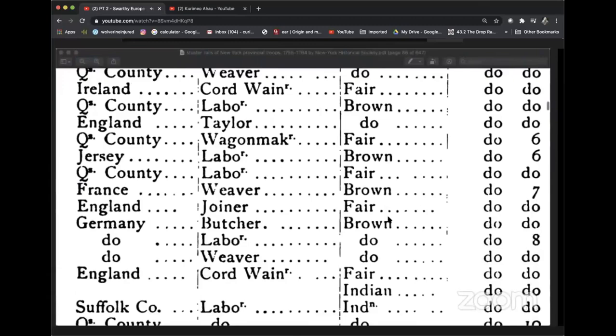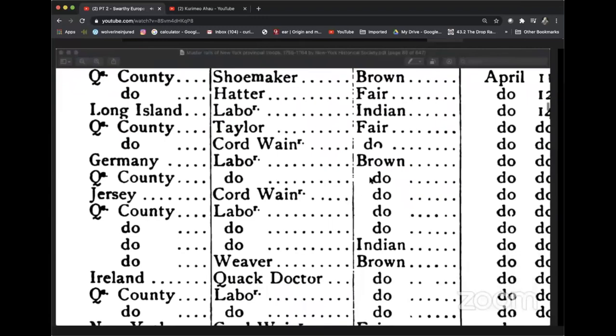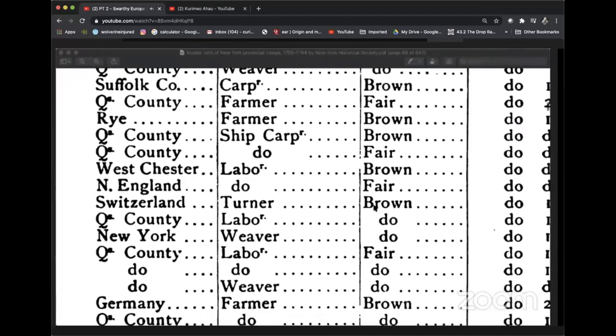So again, I just wanted to show the correlation. We just saw the Jacobites, and also these people over here, there's Europeans here being called brown. Germany, brown. Switzerland, Turner, he's brown. We got a German farmer, he's brown.